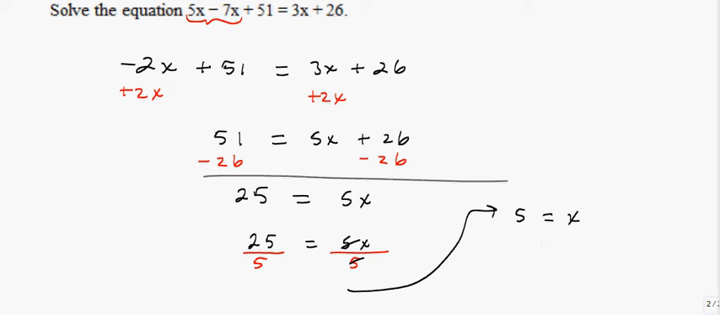Now we could plug 5 into the equation to make sure that the left side is equal to the right side. That's not a bad idea to do. But I'm pretty confident x equals 5 is the solution to this one.